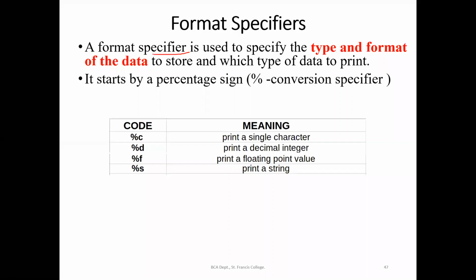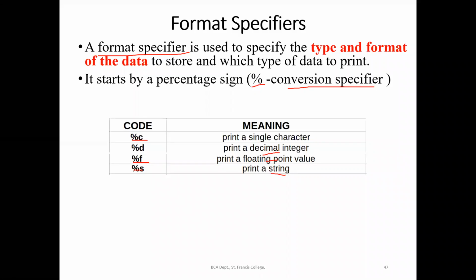Format specifier. So this format specifier will be starting with a percentage symbol, that is known as the conversion specifier. The format specifiers mostly which we will be using throughout the program will be %C for a single character, %D for a decimal integer, %F for a floating point, and %S will be for the string.